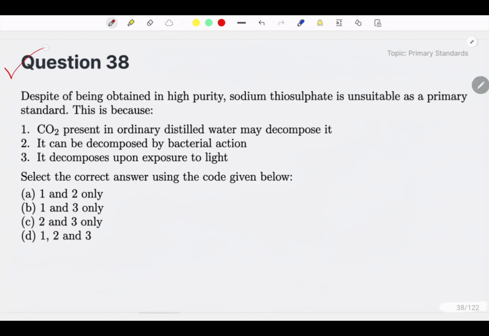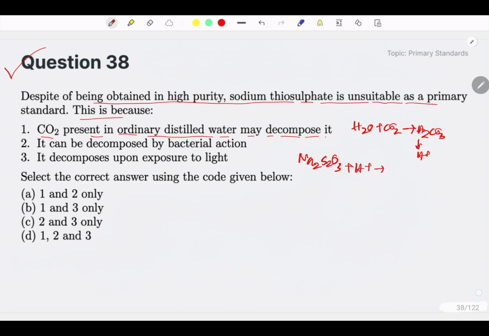Now the next question, question number 38. Despite having obtained high purity, sodium thiosulfate is unstable as a primary standard. This is because, in the first option, CO2 present in ordinary distilled water may decompose it. So the thing is that when H2O plus CO2 is present, it will form H2CO3. It will release H plus. In the presence of H plus, it will generate H2SO3 plus sulfur. Okay, so that's why it will decompose. That's true.